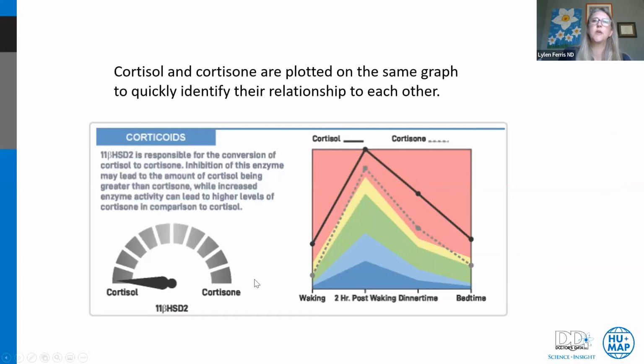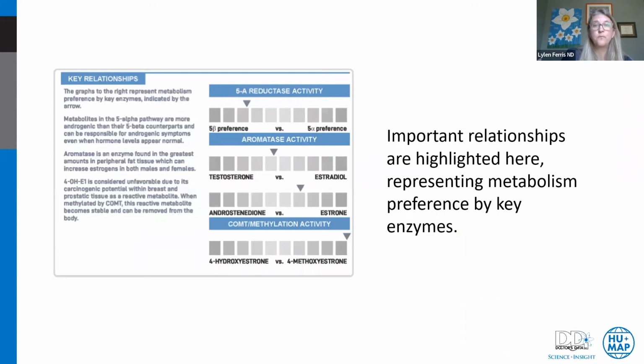So this takes into account the amount of cortisol and cortisone that's secreted in that 24-hour period and compares the activity of that enzyme to tell us which one the patient is favoring. Some of the info that urine testing provides that other mediums like saliva and serum can't is the movement of analytes from one to another, which allows us to extrapolate information about enzyme activities.